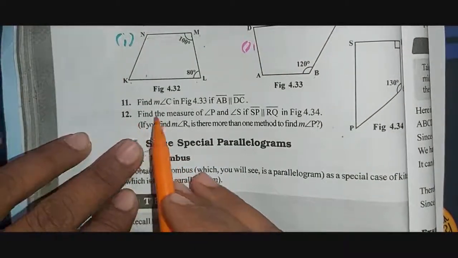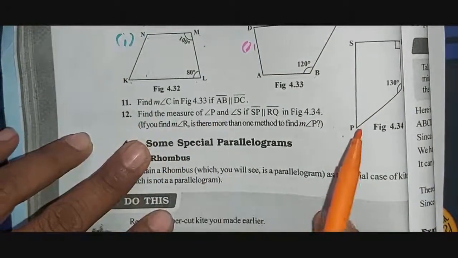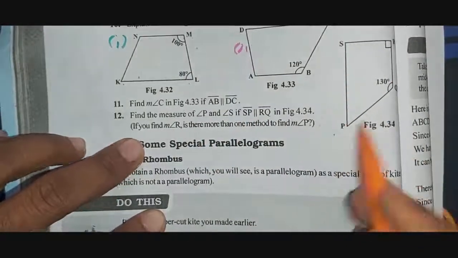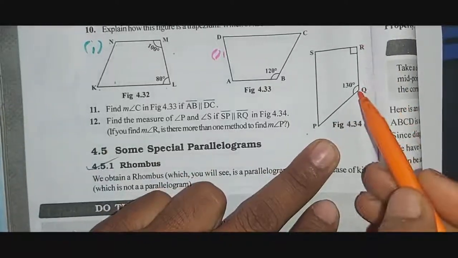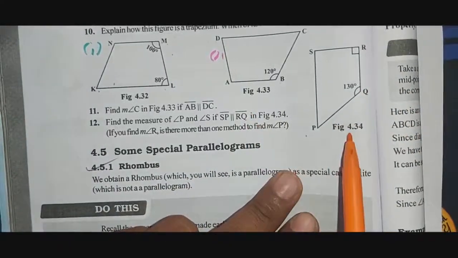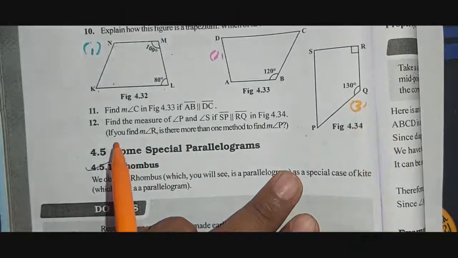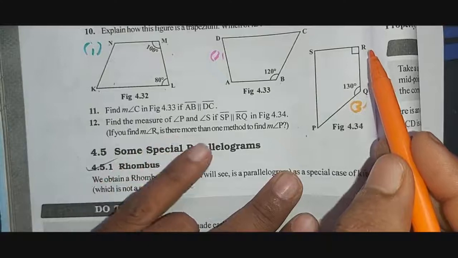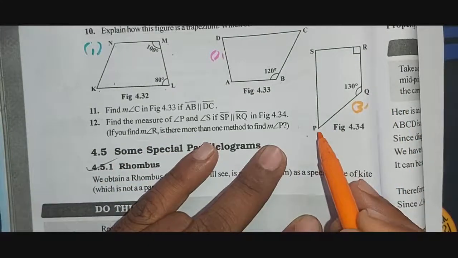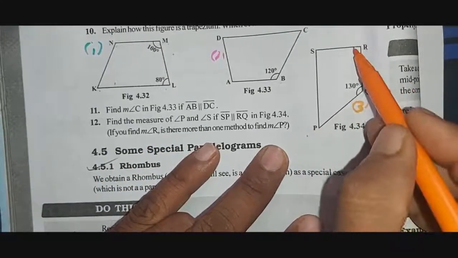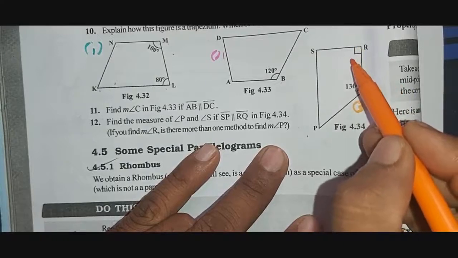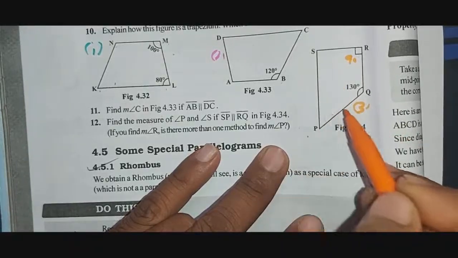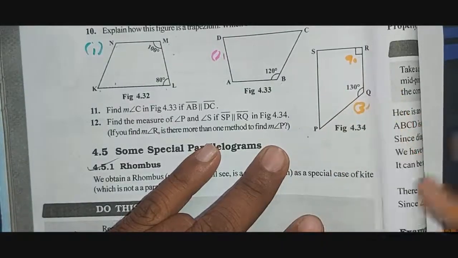Okay, now we need to find out the 12th question. Okay, here we have 12th question. Find the measure of angle P and angle S, if SP is parallel to RQ, in figure 4.34, third figure. See, here already they have given symbol, is it? It indicates 90 degree, right? If it is 90 degree and here also perpendicular they are given. Even they are given SP is parallel to RQ also, right?